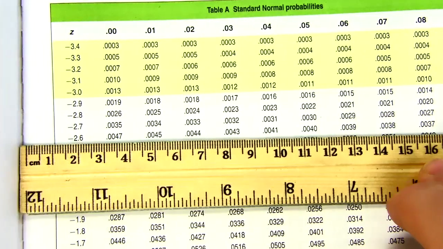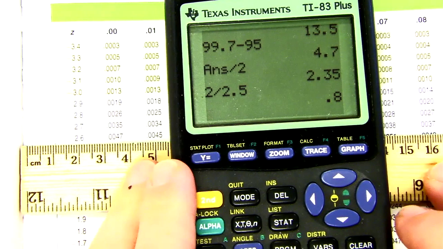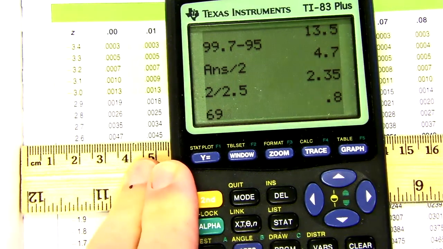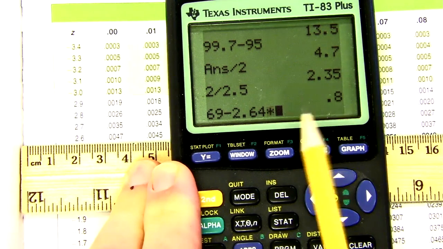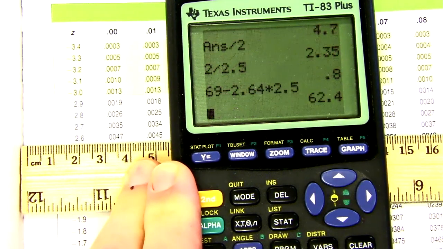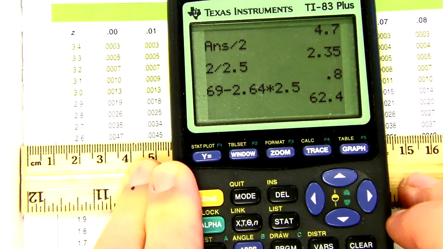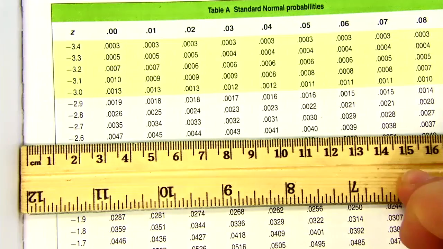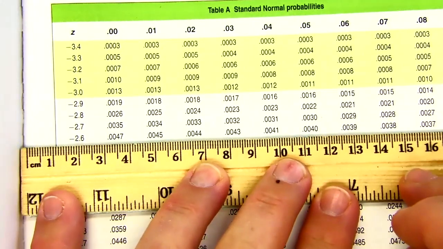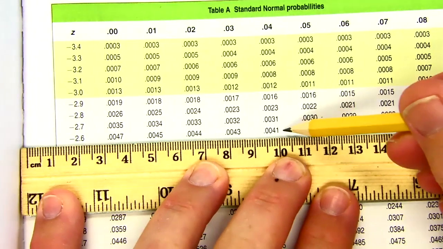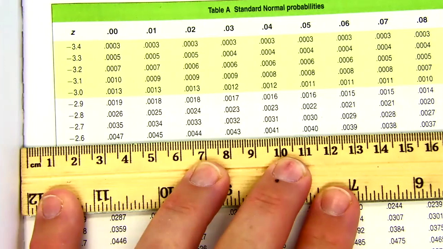Now, we can actually figure that out, because remember, I said the mean was 69 inches minus 2.64 standard deviations. And that would be a man who is 62.4 inches tall. So just like 5'2" and a half. That's relatively short relative to US men. That's what that's saying. Okay. So that's how you look up data on table A.